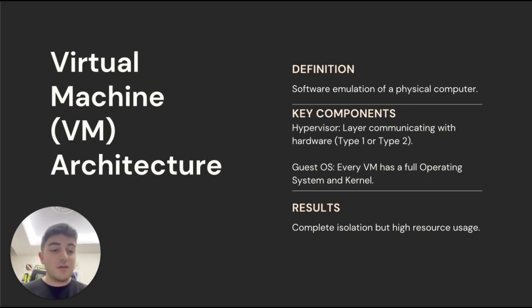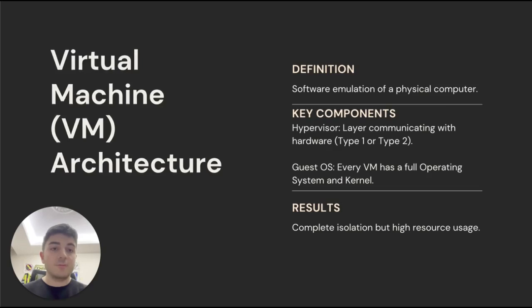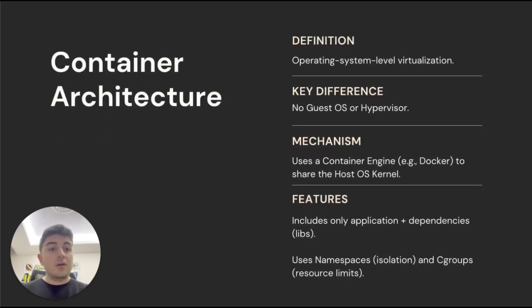Now, let's see how containers solve this problem. Now, let's look at the solution: container architecture. The most important difference is right here: no guest operating system and no hypervisor. Unlike virtual machines, containers do not carry a full operating system inside them. Instead, they use a container engine, like Docker. This engine allows all containers to share the host operating system kernel. This is the magic part. Because they share the kernel, they don't need to boot up a new operating system every time.